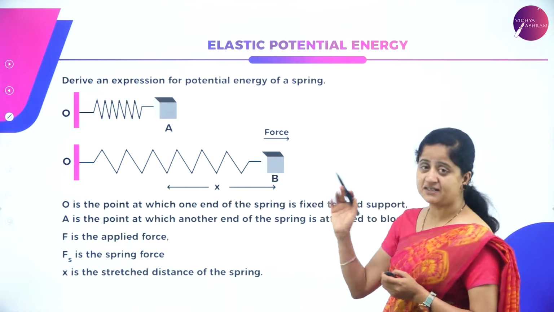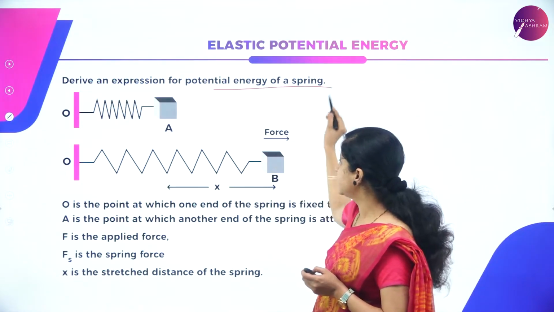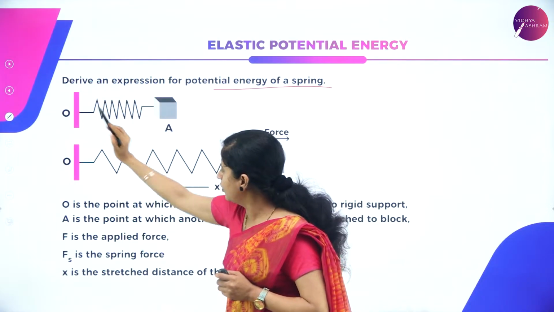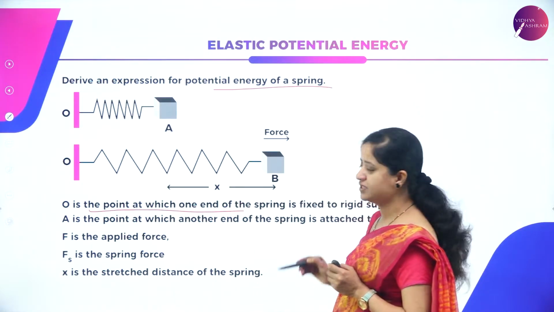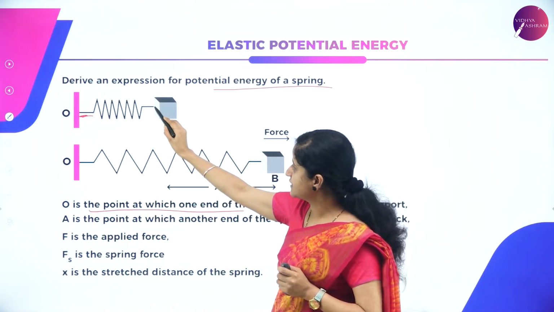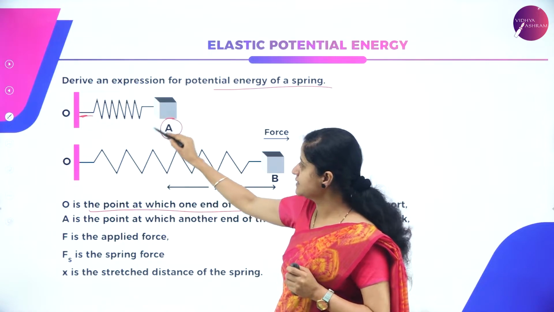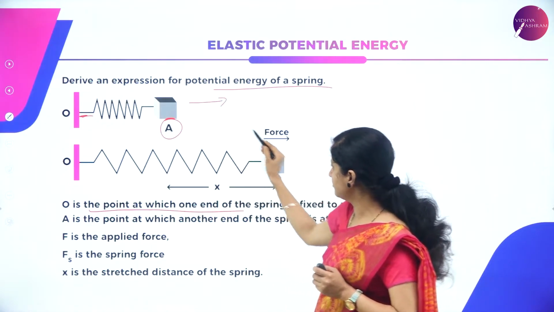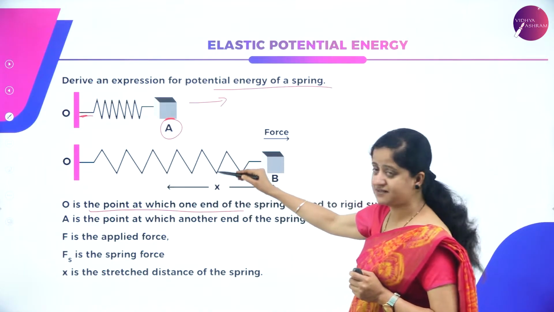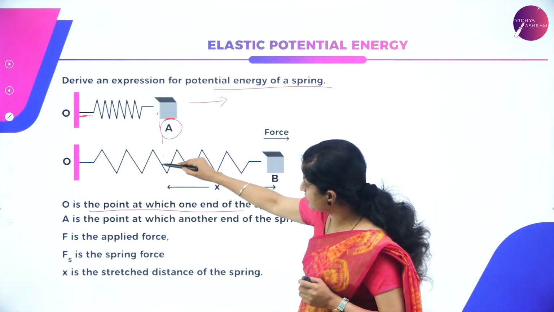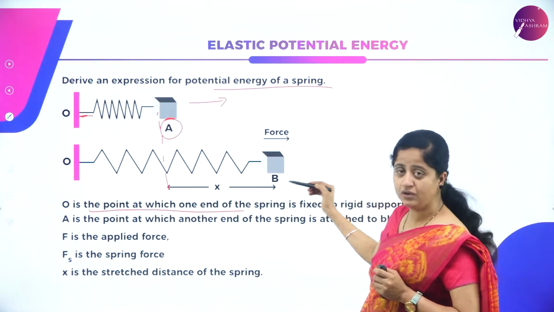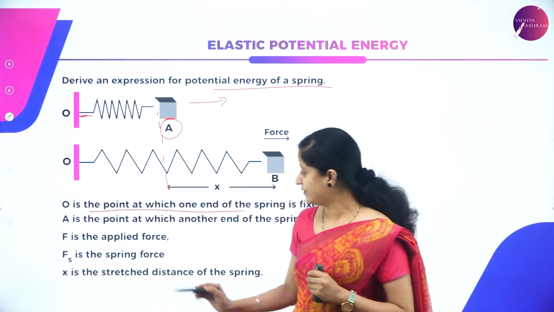Now let us write an expression for the potential energy of a spring. Here I have considered a spring. You can observe O here. It is the point at which one end of the spring is attached; the other end of the spring is attached to a rigid body, and I'll call it A. After I apply some force in this direction, we can observe the spring gets stretched. Initially it was at this position, and after the force is applied, it stretched up to a distance x.